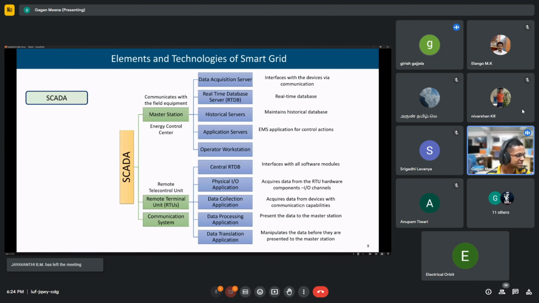But now in power systems we are moving to WAMS, wide area monitoring systems, using PMUs. They transfer data using satellite-based communication. We are using that now.